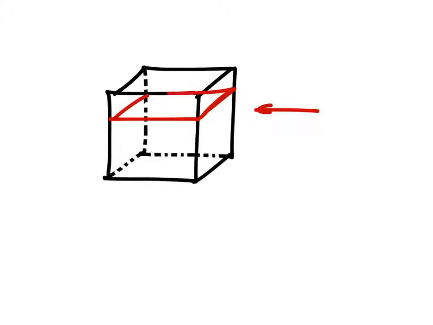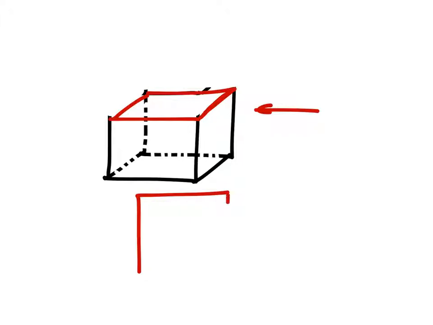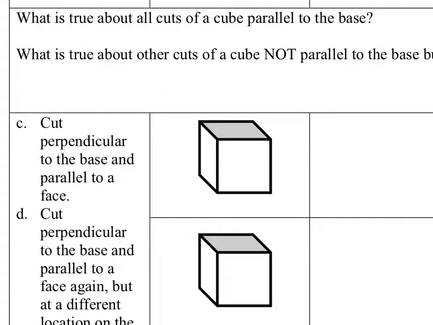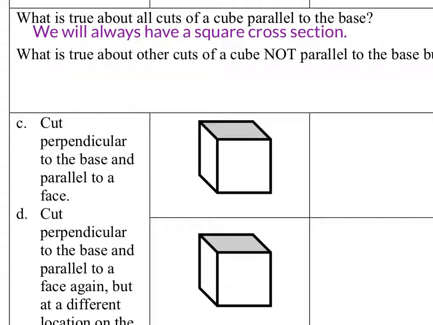So now, if I cut this off, what shape do we have? Square. Yeah, it's still a square, so we would still end up with a nice square shape right here. So what is true about all cuts of a cube parallel to the base? They'll always give us squares.